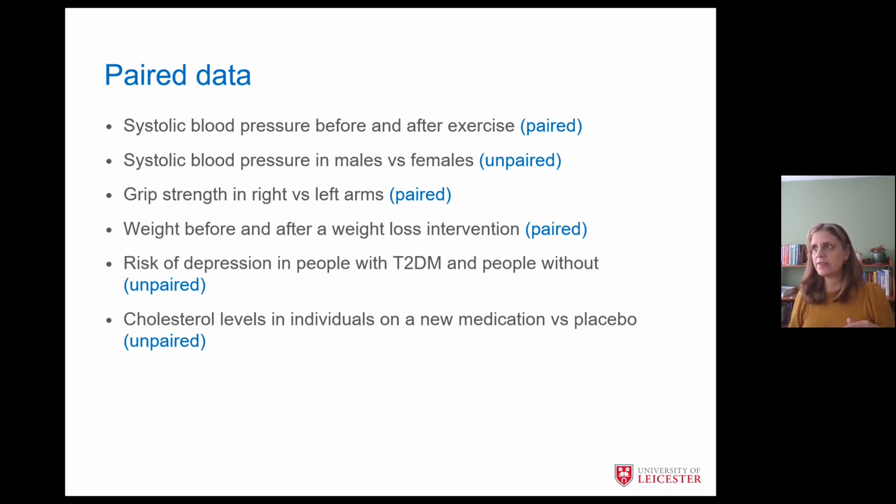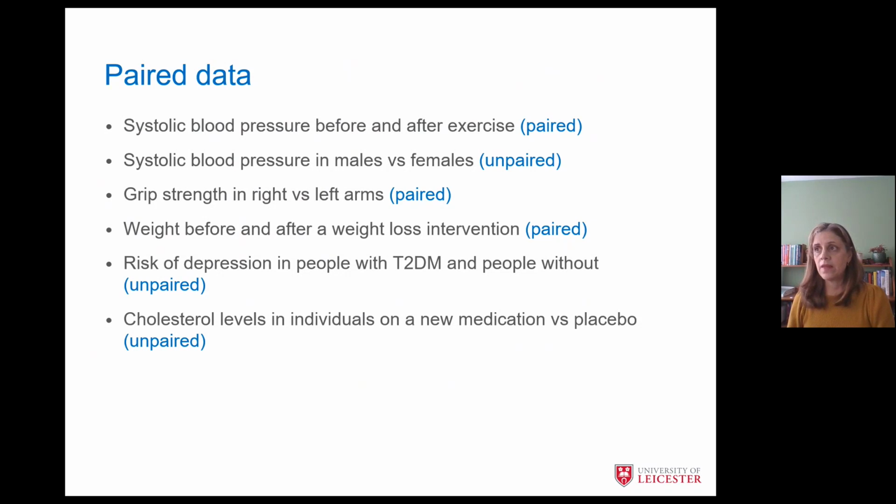So you can see there your data is paired, because each of the before measurements is paired with the measurement that was taken in the same person after exercise. Systolic blood pressure in males versus females. So now you've got two different groups. This is unpaired data. You can't pair the data from every male with every female.